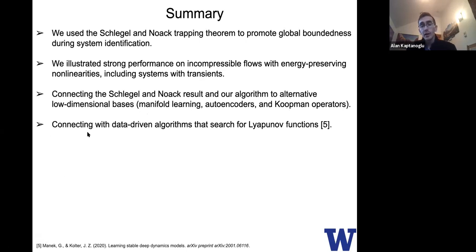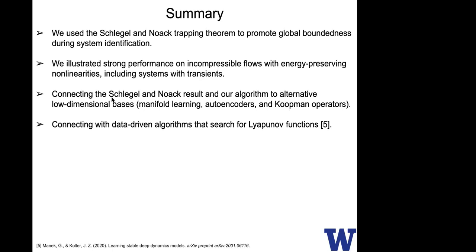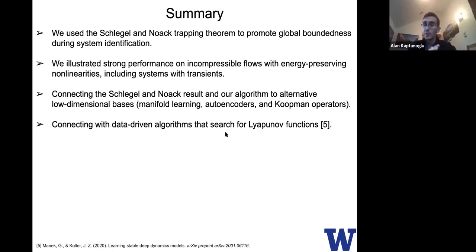And then also a lot of work to be done connecting with data-driven algorithms that already search for Lyapunov functions. What these algorithms do is you're doing system identification. So you're trying to get the governing equations from a set of data, but at the same time, you're trying to discover a Lyapunov function that gives you some local or global stability of that model you're trying to build. So this is a similar sort of thing where you're trying to build stability properties directly into the system ID method.